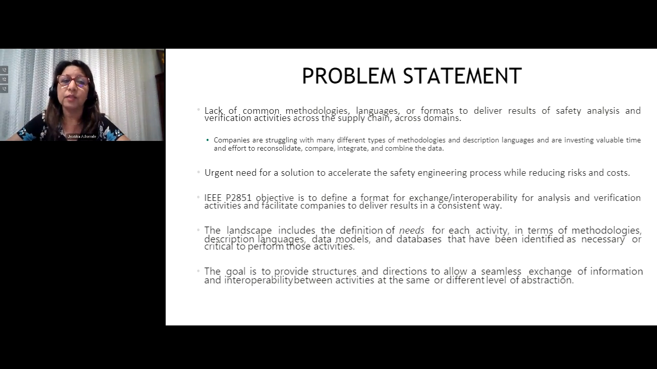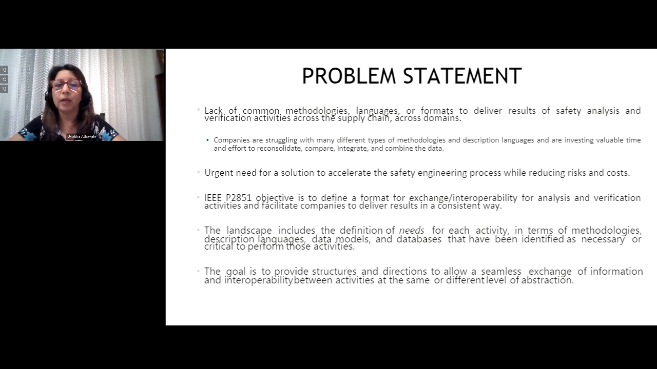As a result of this, we identified that there was an urgent need for a solution such that we could provide this consistent data exchange format to accelerate the safety engineering process while reducing risks and costs. And that's when IEEE P2851 was kicked off with an objective to deliver this consistency.